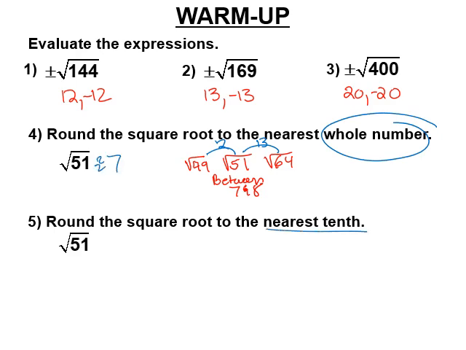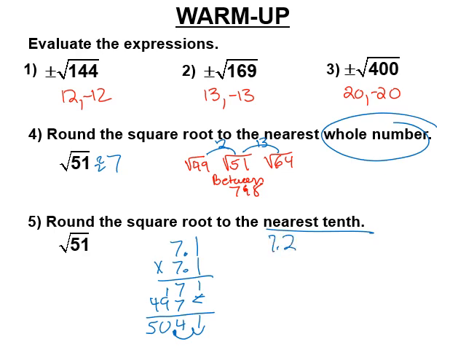To the nearest tenth, now we're really close to 7. So we're guessing 7.1 or 7.2, and we're checking our work. I'm going to start with 7.1. So that's 50.41. Let's see what 7.2 is.